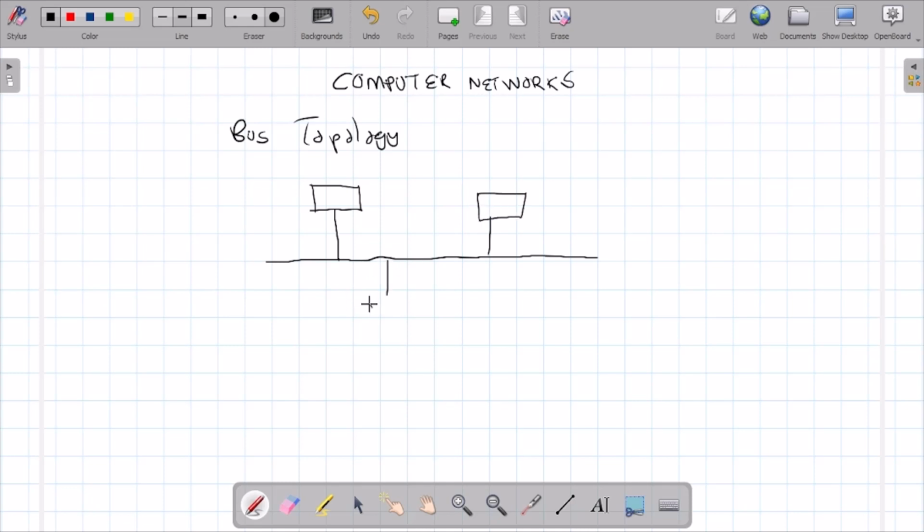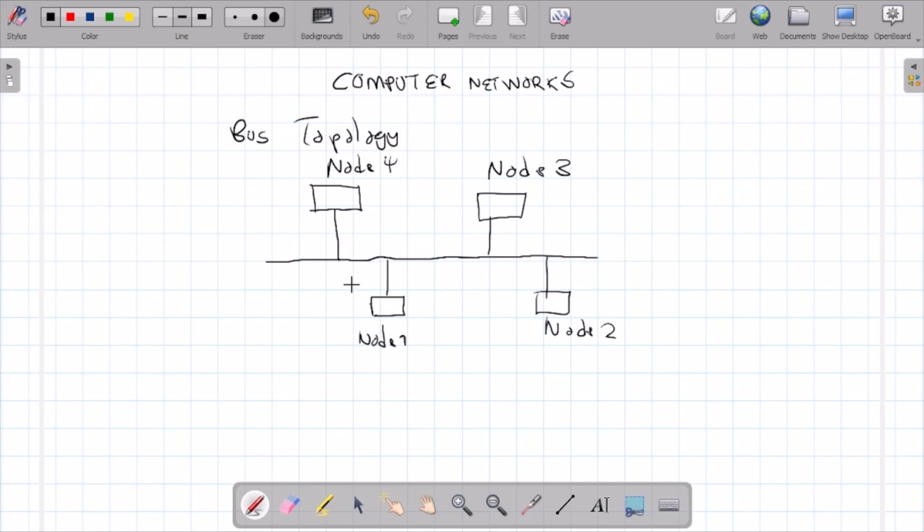So let me just draw the nodes. All right, so this is our node 1, this is our node 2, and now node 1 and node 2 can be anything. Node 1 can be your PC, node 2 can be your printer, and node 3 can be your Mac, and you can have many devices. All right, now node 3 and node 4. So we have 4 nodes in this network. Now this is our backbone cable, so communication is via this backbone cable.